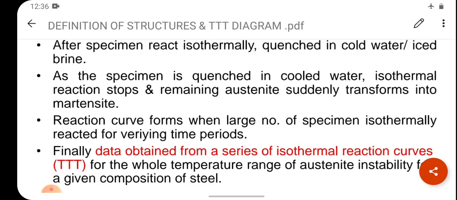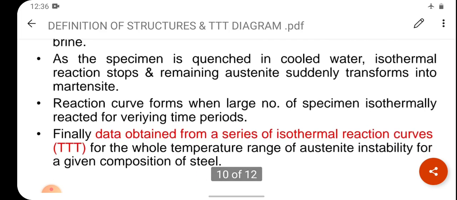Whatever austenite was left will transform into martensite. The reaction is performed when a large number of specimens are isothermally reacted for varying time periods. How will the reaction curve be made? We will take different samples at different times and plot them. Finally, data obtained from a series of isothermal reaction curves, that is TTT, for the whole temperature range of austenite instability for a given composition of steel.